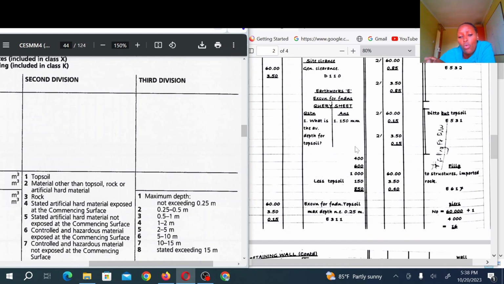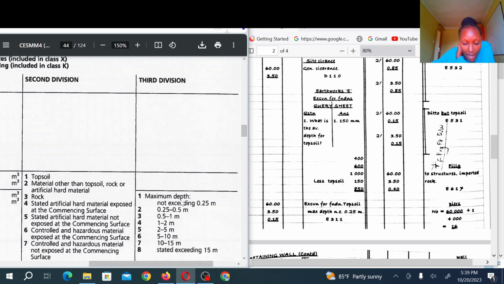Remember, we have to do a query sheet so that we can know the depth of the topsoil. So we shall write excavation for foundation trenches. We shall do a query sheet asking what is the average depth of topsoil because we haven't been given it, and we shall give the answer as 150 millimeters.